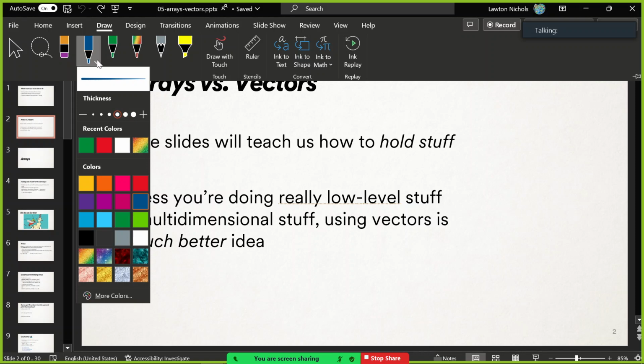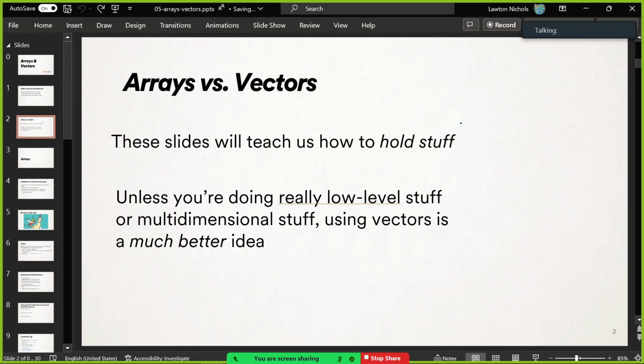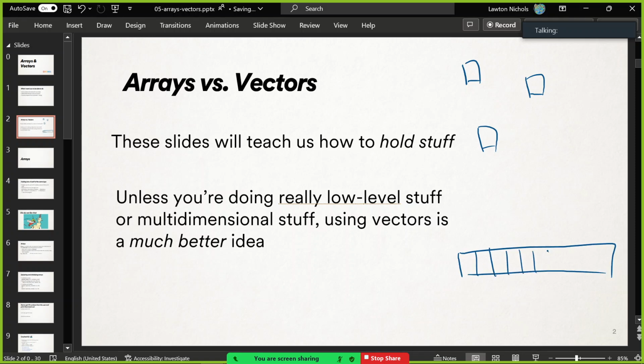This should be just right then. There we go. So arrays and vectors are ways to hold things. We know how to hold things in individual variables right now, but arrays and vectors allow us to do something like this. Kind of like how strings can hold a bunch of characters at once, arrays and vectors can hold a bunch of anything at once, maybe a bunch of ints.